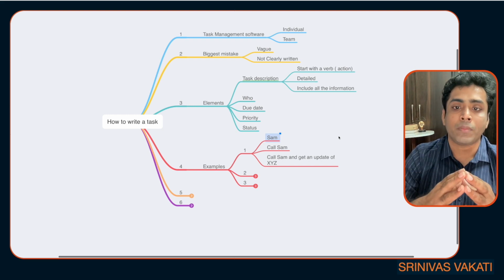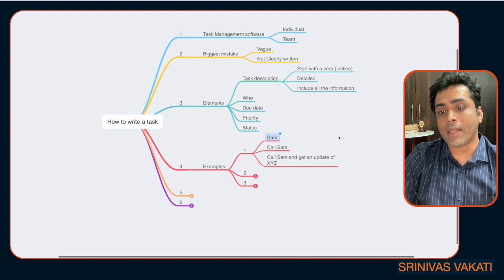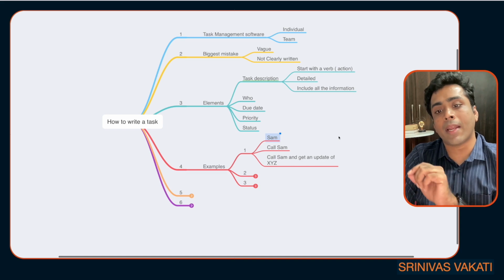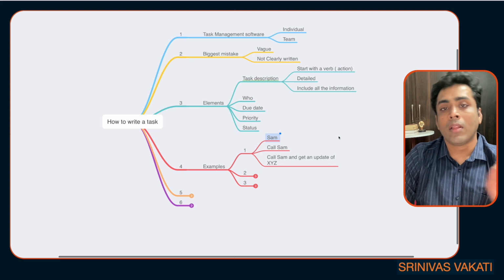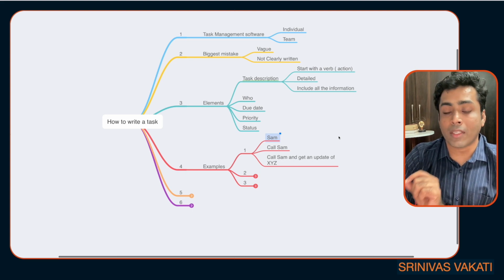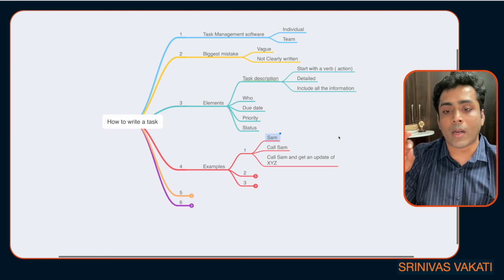Level 2 could be call Sam. This one is more clear and more specific. And how can you make it even better? By writing call Sam and get an update on XYZ. Anyone who reads the level 3 task is crystal clear on what the task is. Do you agree?